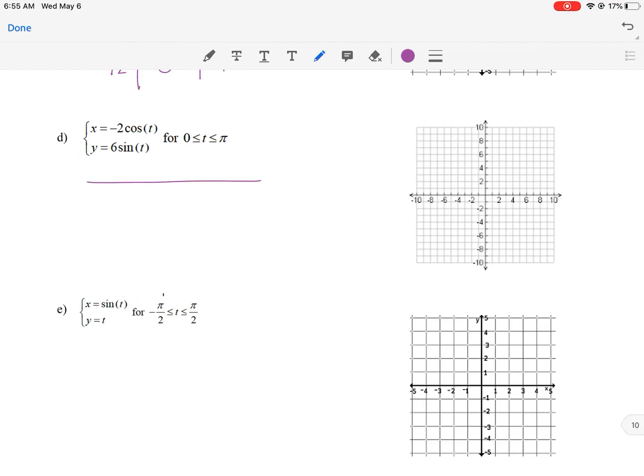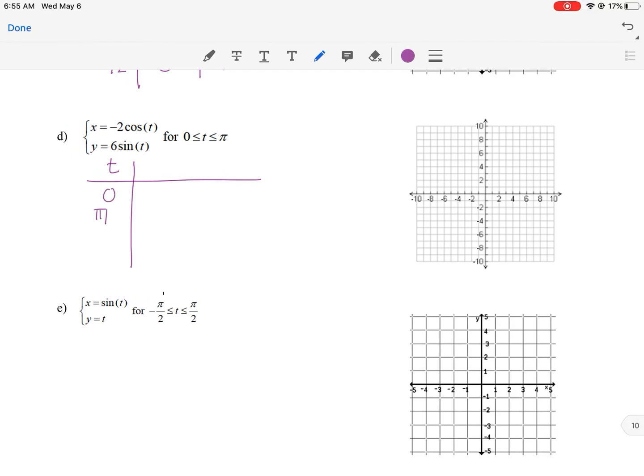So on this one, we want t to go from 0 to pi. So I'm going to count by pi halves. So 0, pi halves, pi. And then I'm going to have x and y. This one likely won't be a circle because notice how we're taking a negative 2 and timesing it by the cosine for our x, and we're multiplying the y by 6. So let's go ahead and start plugging some values and we'll plot some points.